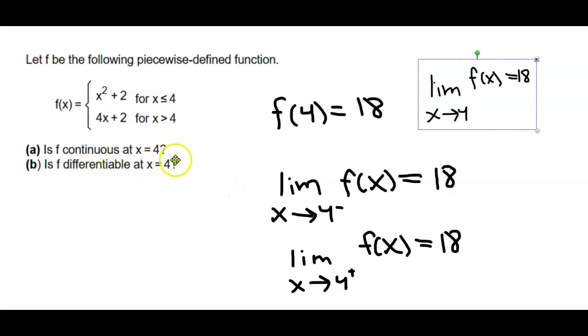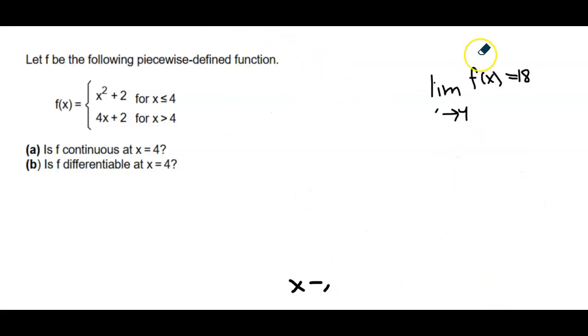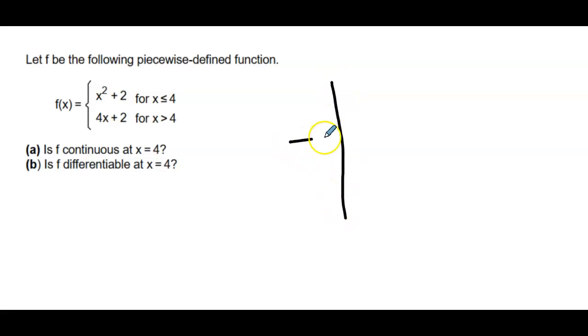Next up: is the function differentiable at 4? And the answer is no. The reason why is, in the text, we look at 3 different areas where a function is not differentiable. One is a discontinuity. We saw that if we look at this graph at x equals 4, whether we use the top or bottom rule, we're getting 18 in either case.